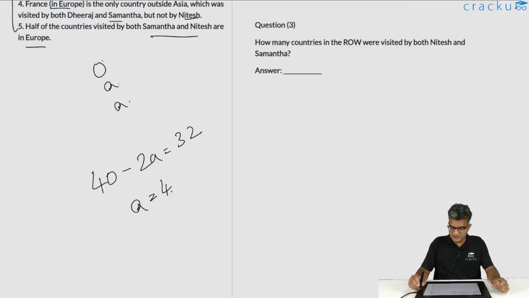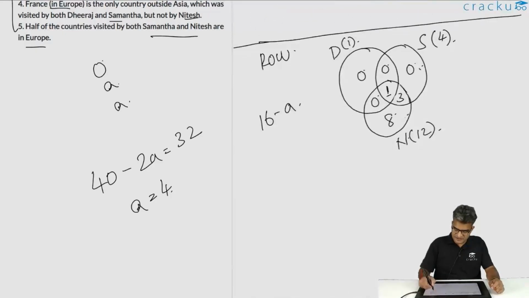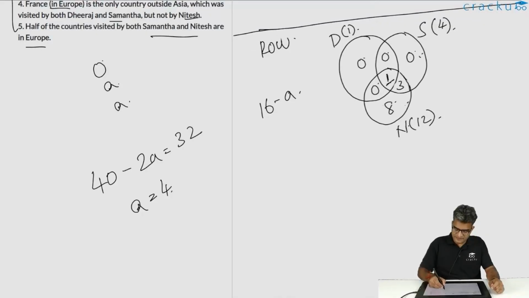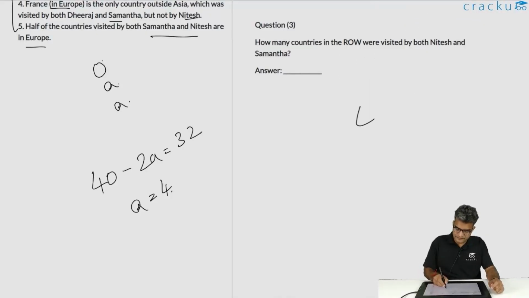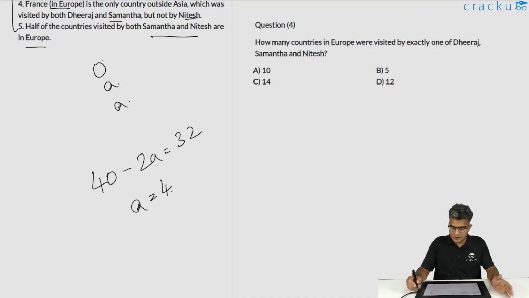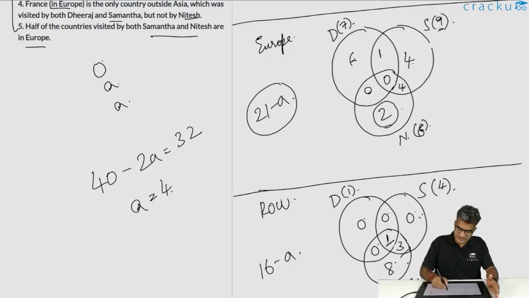How many countries in rest of the world were visited by both Nitish and Samantha? The number visited by Nitish and Samantha in rest of the world is 1 plus 3, which is 4. How many countries in Europe were visited by exactly one of Dheeraj, Samantha and Nitish? In Europe, Dheeraj visited 6, Samantha visited 4 and Nitish visited 2. So the number of countries that only one of them visited in Europe is 6 plus 4 plus 2, which is 12.